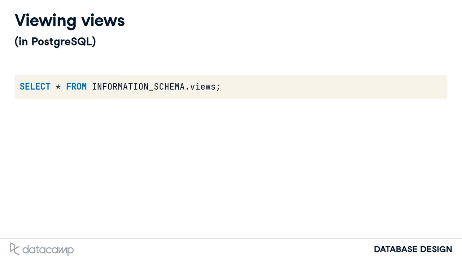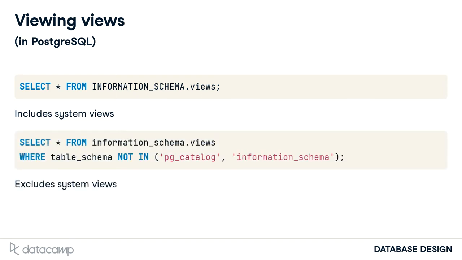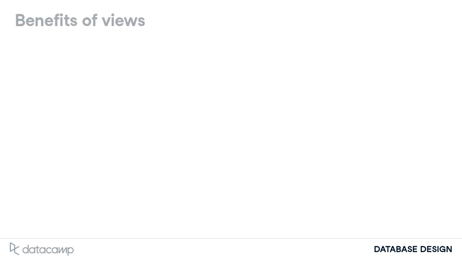If you run this command, you will get a long list of views. That's because DBMSs have their own built-in views. To exclude system views and to get views that you've created, use this query. It excludes views from PG Catalog and Information Schema, which are built-in view categories.